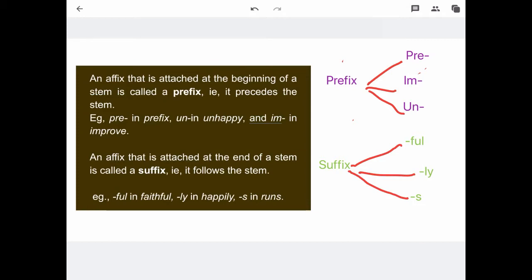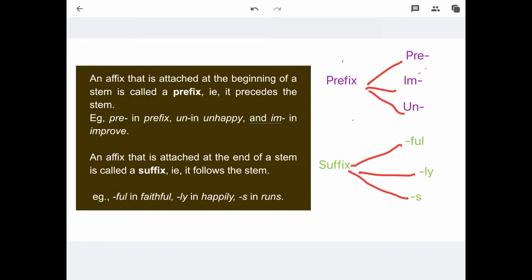For example, pre in prefix. So fix is a free morpheme and pre is a bound morpheme. So fix is a stem and pre is a prefix. As un in unhappy. So un is the prefix, happy the stem. Im in improve. Again, im is the prefix and prove is the stem.